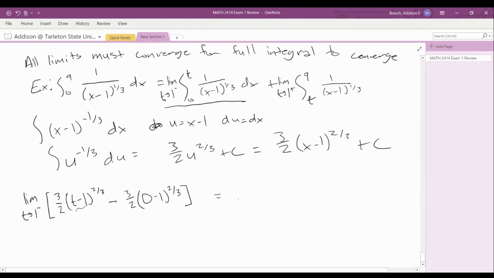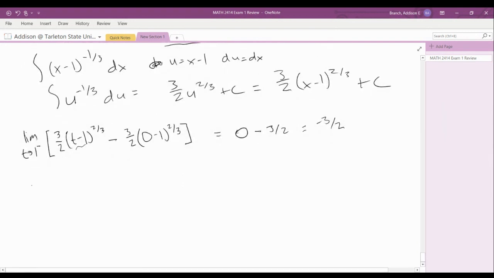So 0 minus, we have 3/2 times 0 minus 1, and that's to the 2/3. If we think about that, we can square it and take the cube root. So negative 1 squared is 1, cube root is 1, times 3/2. So we get minus 3/2. So therefore, that first one is convergent.